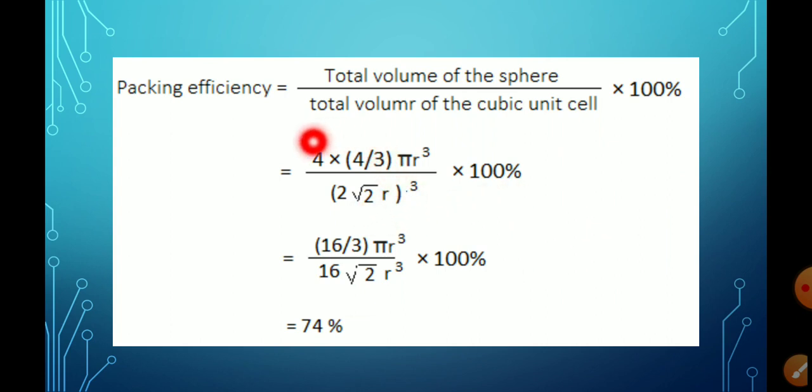When we simplify this equation, multiplying by 100 because it is a percentage, we get 16 by 3 pi r cube divided by 16 root 2 r cube. r cube gets cancelled, and 16 gets cancelled. When we simplify, we get 0.74. When we multiply by 100, because it is a percentage, it becomes 74 percent.